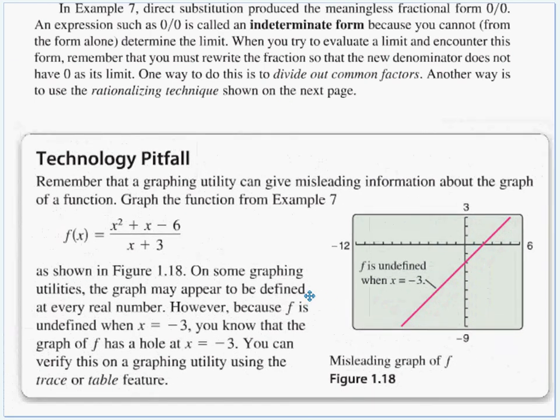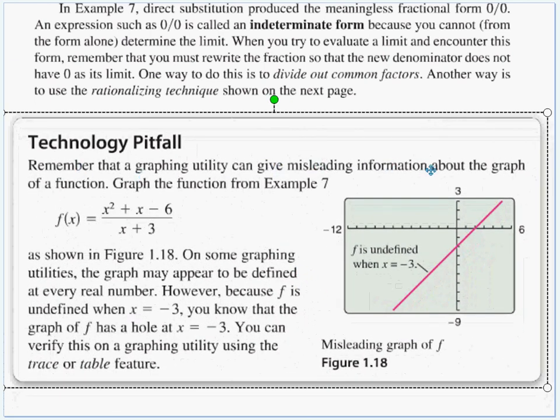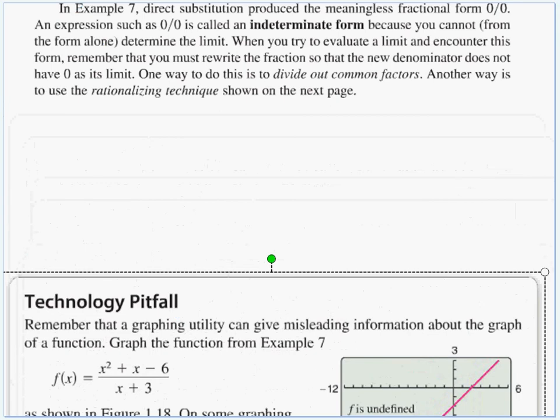First here, a little technology pitfall. Remember, a graphing utility can give misleading info about the graph of a function. Here's the graph from example 7. There it is on what looks like a TI-89 screen. You know it's undefined at -3, but on the low resolution of the calculator, you're not going to see a hole in the graph. There probably won't even be a missing pixel there. On some graphing utilities, the graph may appear to be defined at every real number. However, we know it's not defined at -3. We know the graph should have a hole in it. We can verify this with the trace or the table feature. Again, be careful with those graphing utilities. They're nice, but they're not perfect.